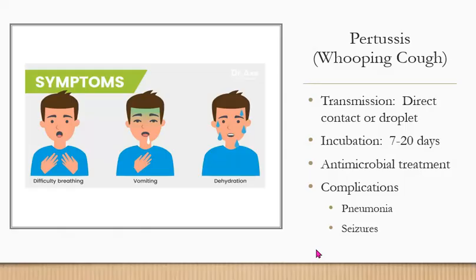Pertussis, or whooping cough. Transmission is through direct contact or droplet. Incubation time is 7 to 20 days. They'll be given antimicrobial treatment. Complications can be pneumonia, or it could cause seizure activities.